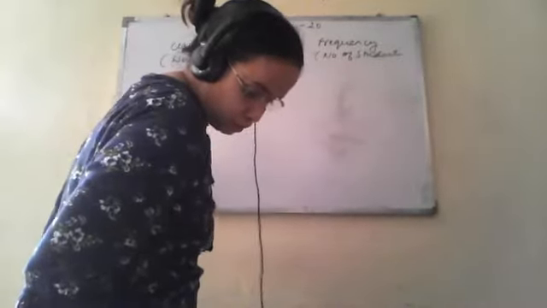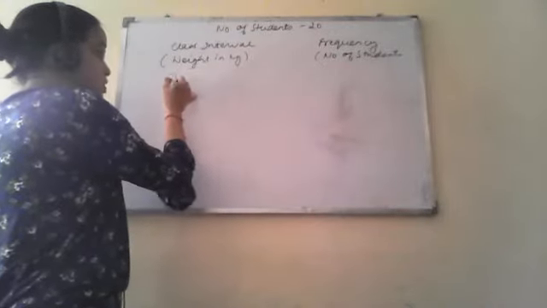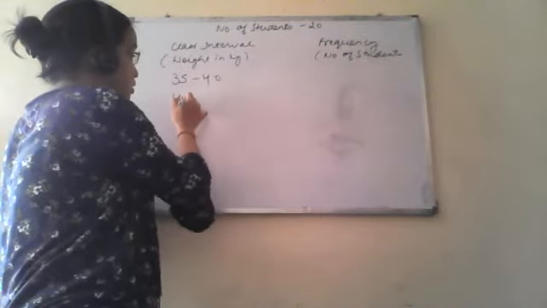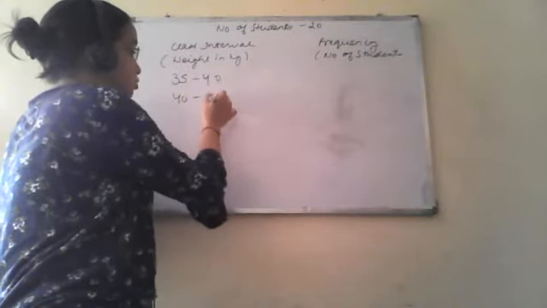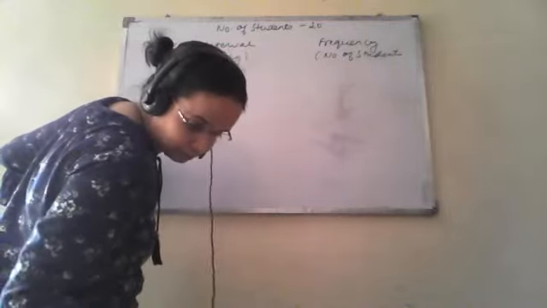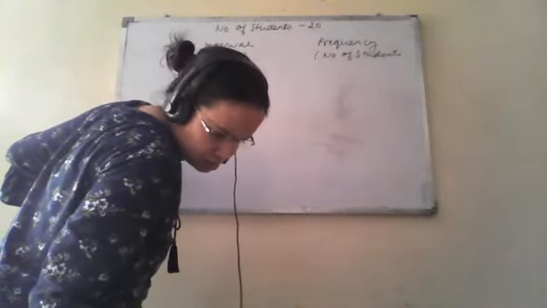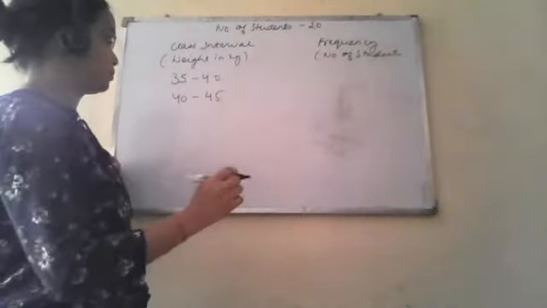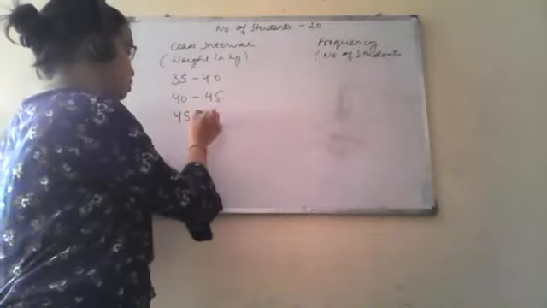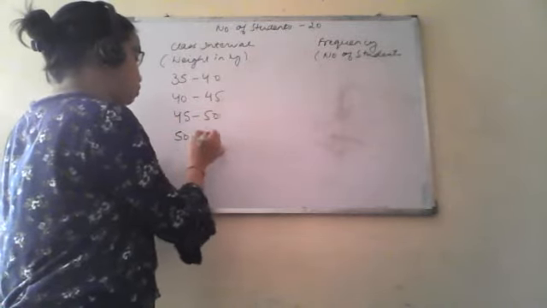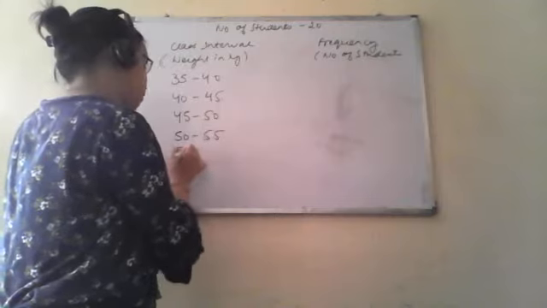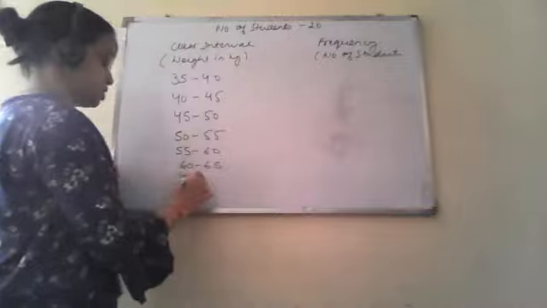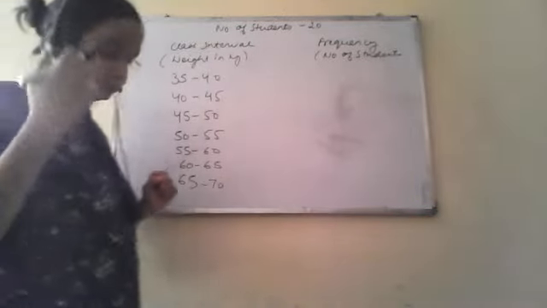Now it is mentioned that we have to construct class intervals like 35 to 40, 40 to 45. We look for the highest value, that is 65, so we can plot up to 70. So this is 40 to 45, this is 45 to 50, 50 to 55, 55 to 60, 60 to 65 and 65 to 70. Clear?